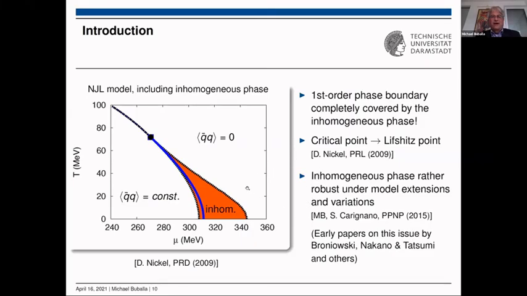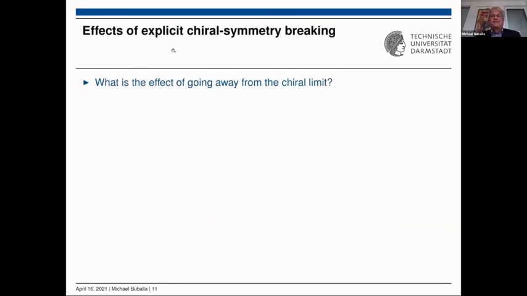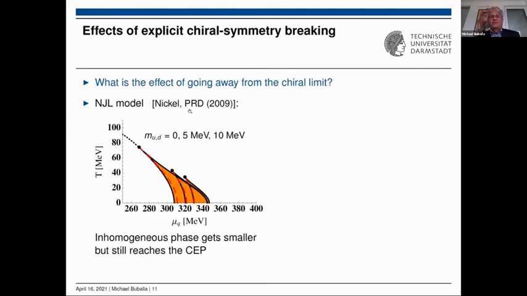And I should also mention that there had been earlier papers on this before. Now, what I want to talk about today is that most of these calculations, although not all of them, had been done within the chiral limit. And so the question is, what is the effect of explicit chiral symmetry breaking on these inhomogeneous phases? There had been calculations before, but they were somewhat contradictory. So already in this old paper by Dominik, he performed calculations also introducing within the NJL model a finite bare quark mass. So these three inhomogeneous phases, which are sketched here, or actually those are calculations, correspond to a vanishing bare quark mass, and then 5 or 10 MeV, which are kind of realistic parameters.